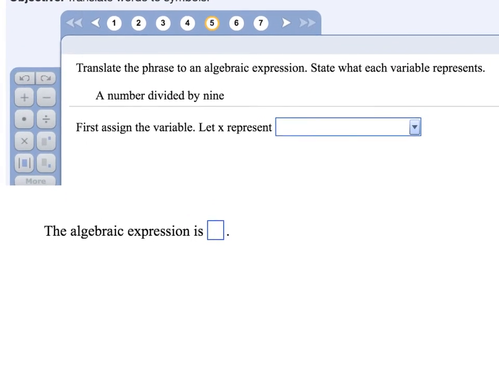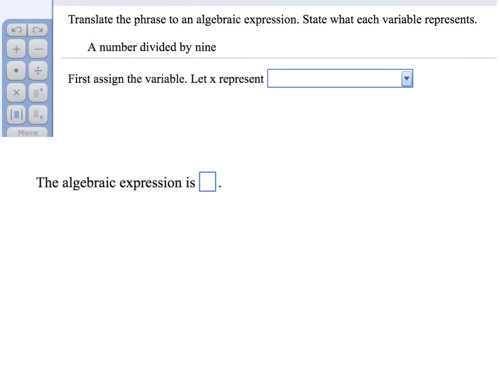Here, translate the phrase to an algebraic expression. Now this is a two-parter here. A number divided by 9, and the first thing we're supposed to do is let x represent something. Now what is x going to represent? It's going to represent a number. I don't know exactly what your pull-down option here is going to say, but it's going to be something along those lines.